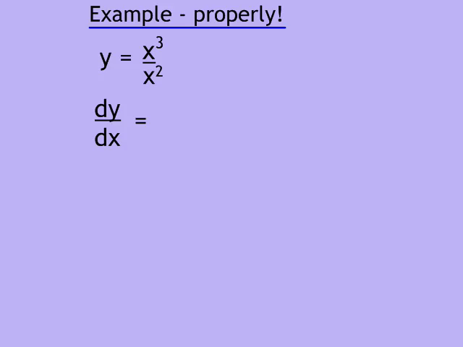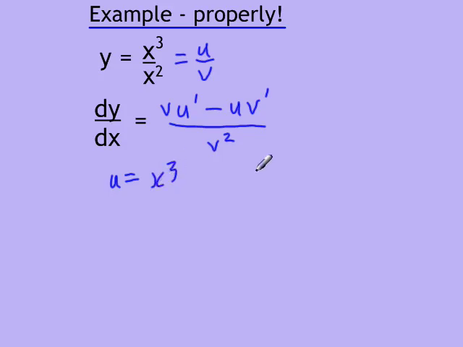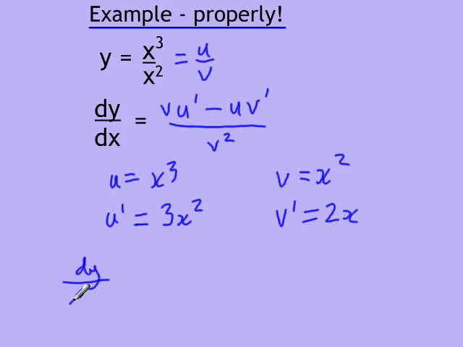So the first thing we should do is write out the quotient rule. This time with the minus. v u dashed, minus u v dashed, over v squared. And then we need to actually differentiate all these things. So I've got u which is the top of the function, so that's u over v. So u is x cubed, v is x squared, then u dashed is 3x squared, and v dashed is 2x. So how do they fit in the formula?